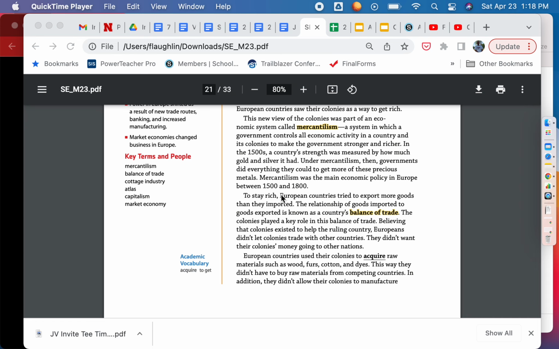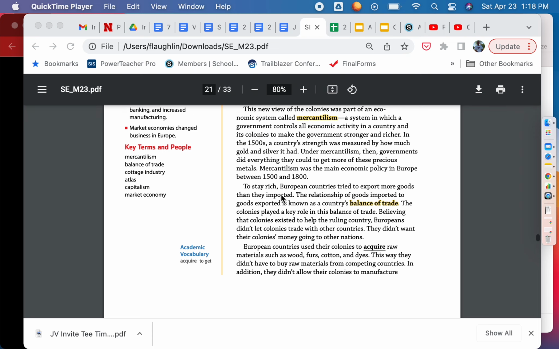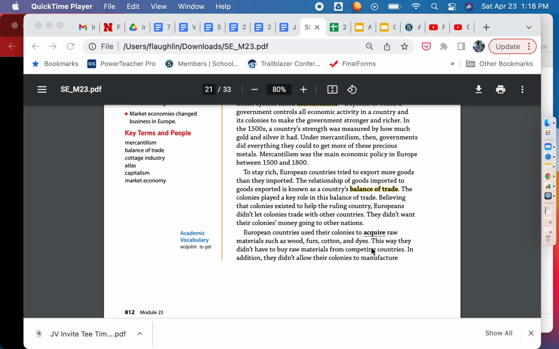Okay, now European countries used their colonies to acquire, which means to get, raw materials such as wood, fur, cotton, dyes. Dyes are things that color the clothing, things like that. This way, the European countries did not have to buy these raw materials from any other competing or enemy countries. They didn't want to have to buy materials from Spain because that's making Spain wealthy. They didn't want to have to buy materials from France because that would make France wealthy. So they wanted to only buy it from their colony, or take it actually from their colonies.